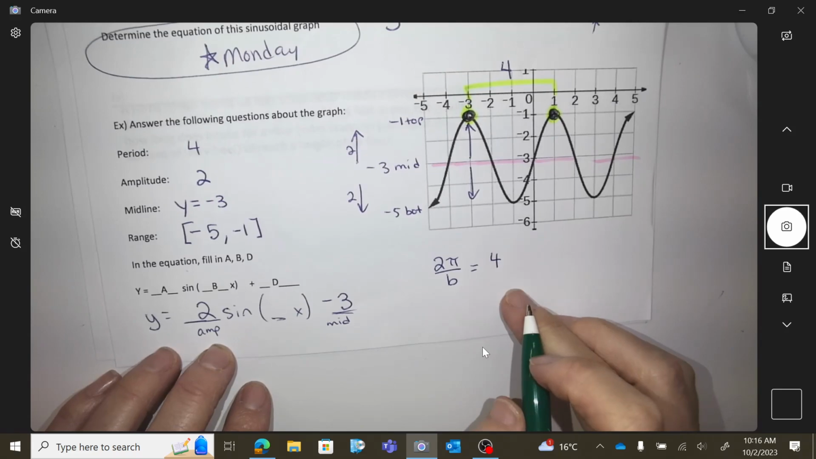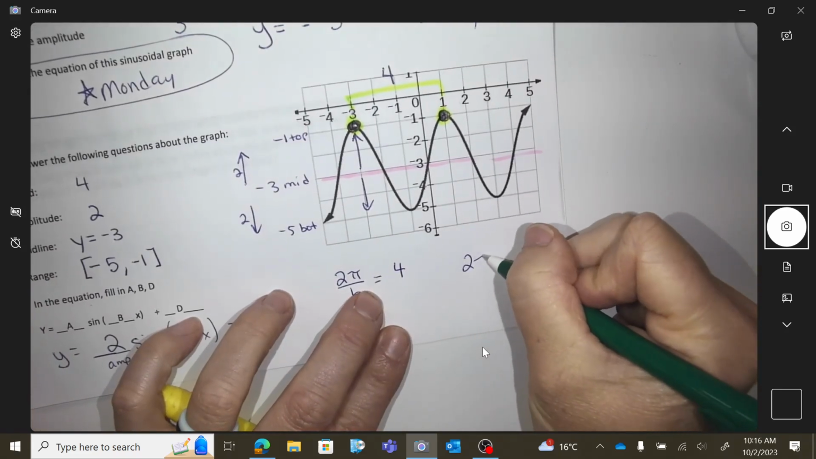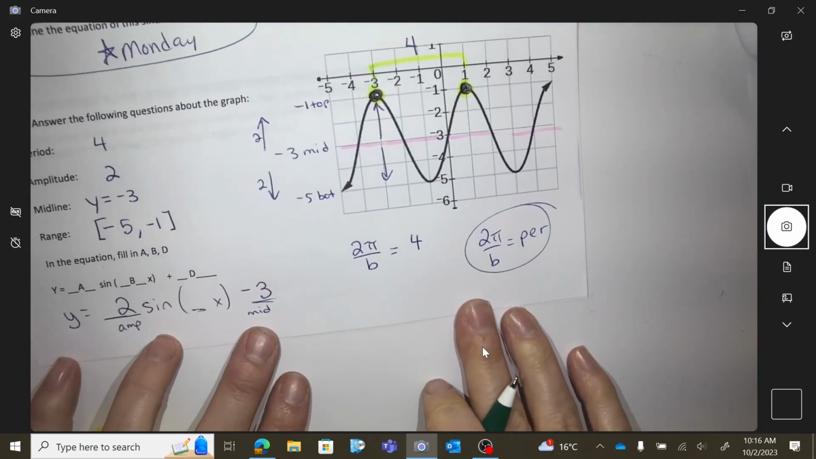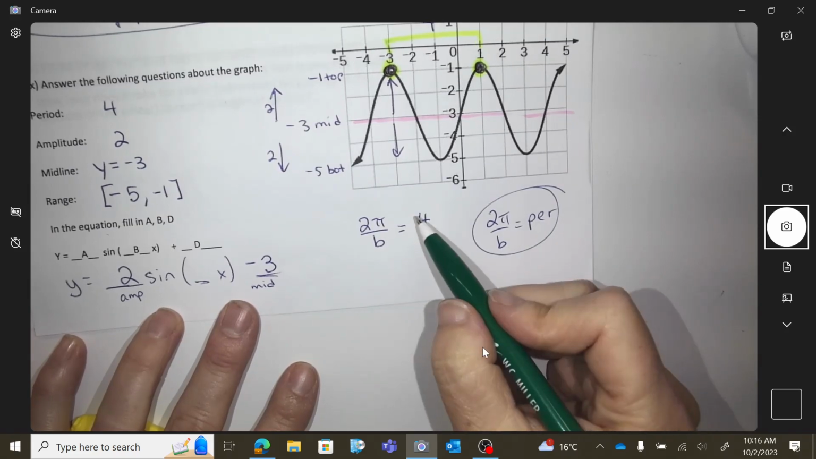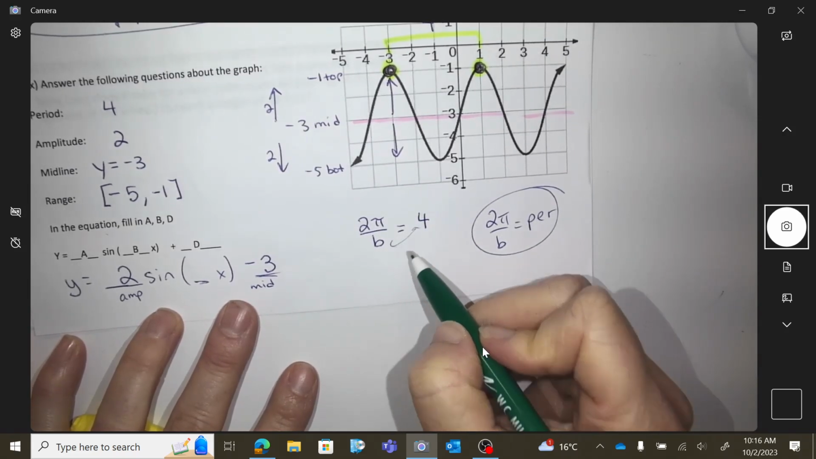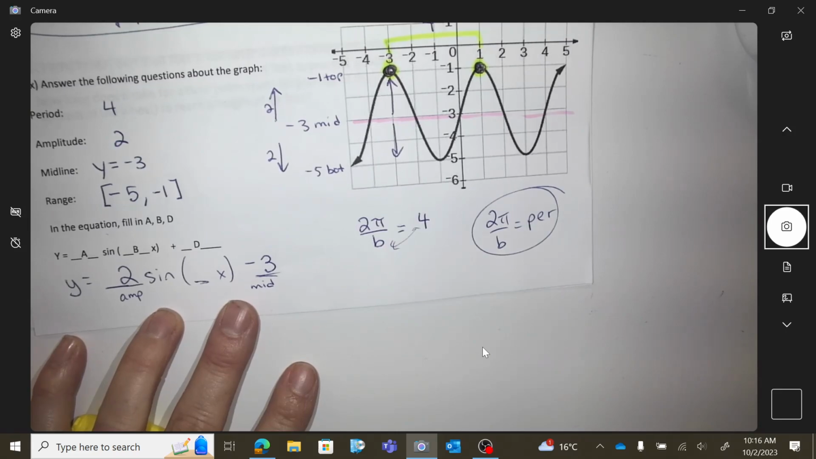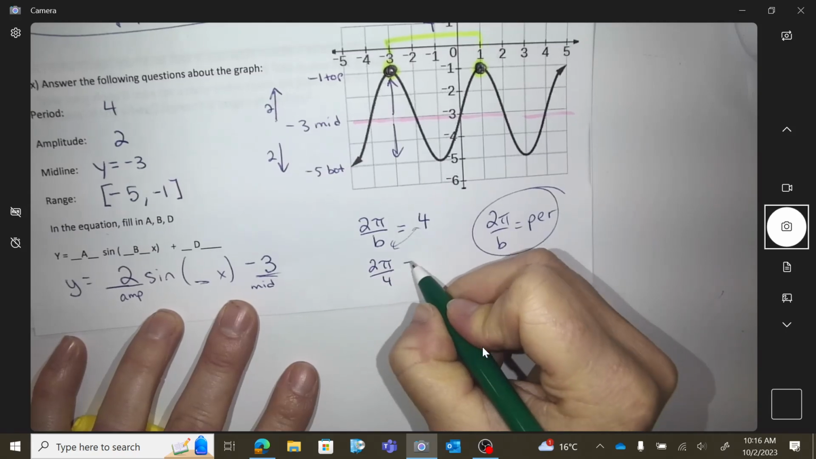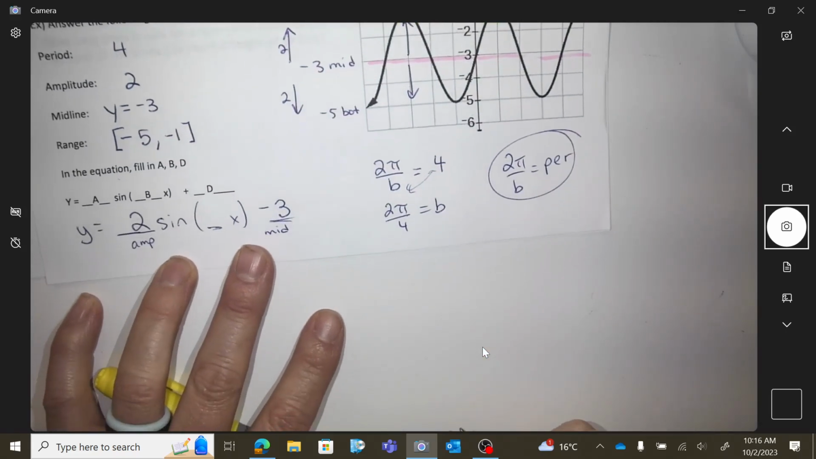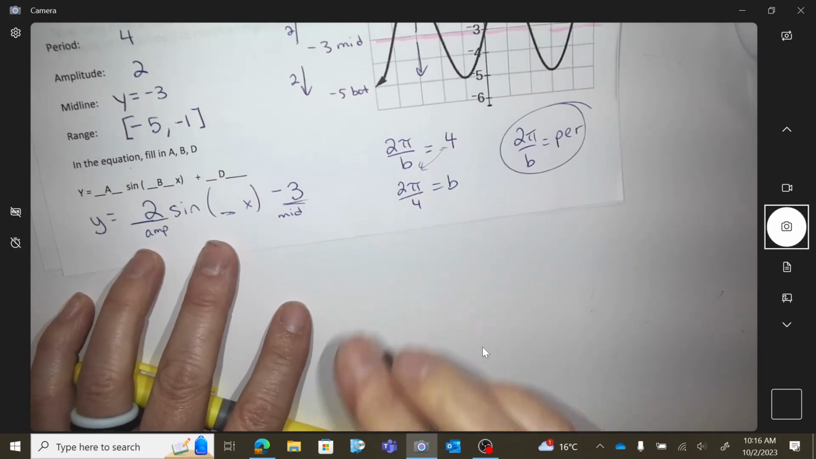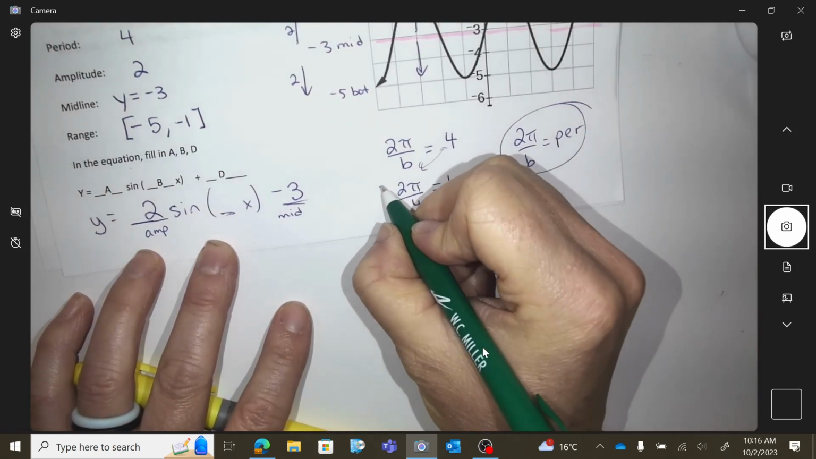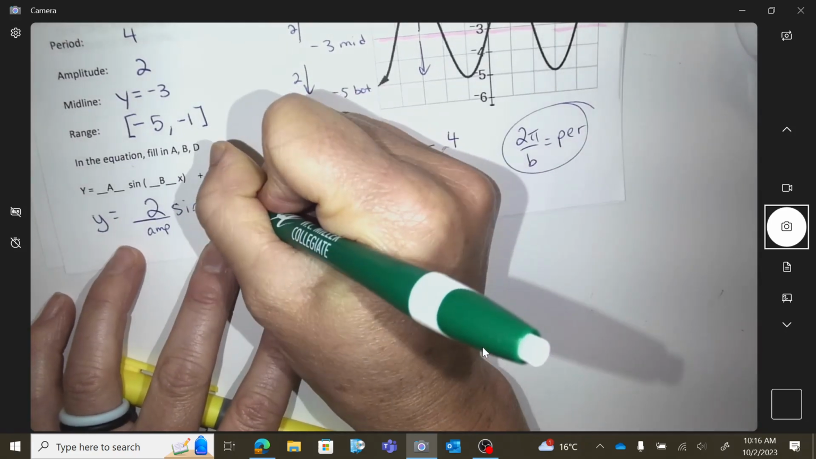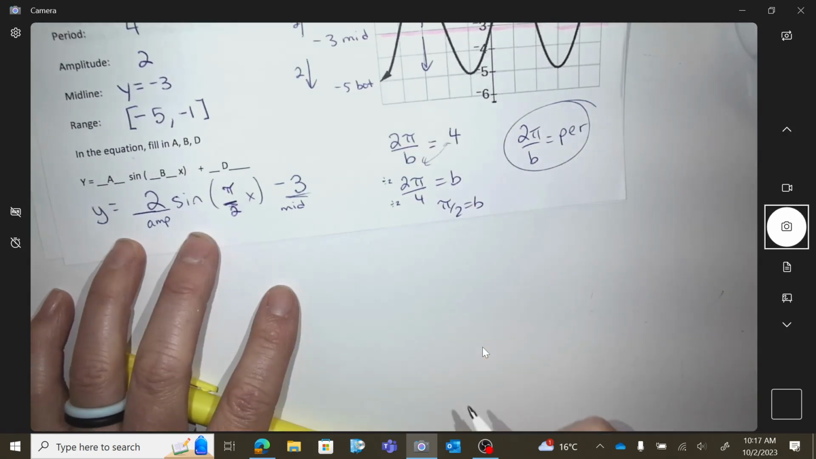Because our period is 4. So this little formula, 2 pi over b equals period, is a formula that I would suggest you memorize. Here's what I'm going to do to solve this. I'm going to flip-flop those in a cross-multiply pattern. So 2 pi over 4 equals b. You can write that. For me, I'm just going to reduce, and put a pi over 2 there.